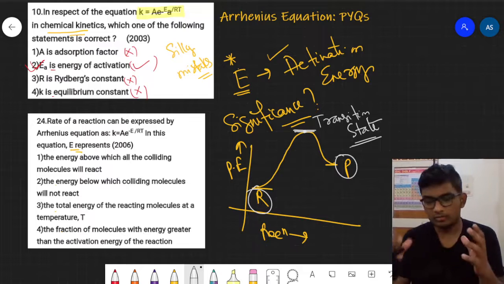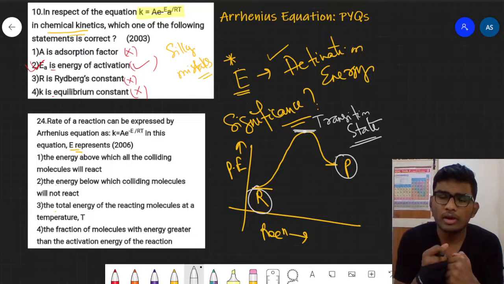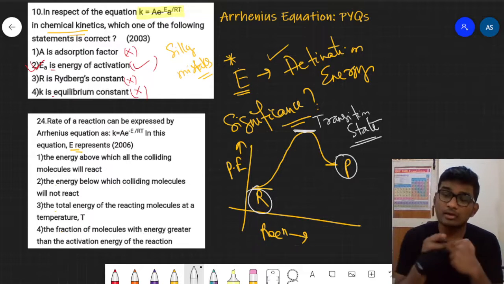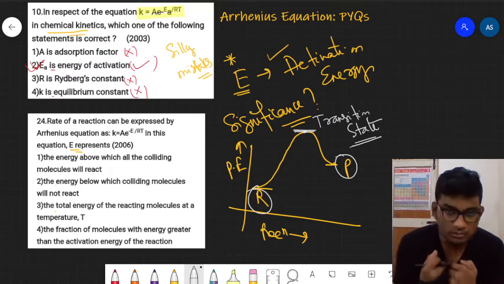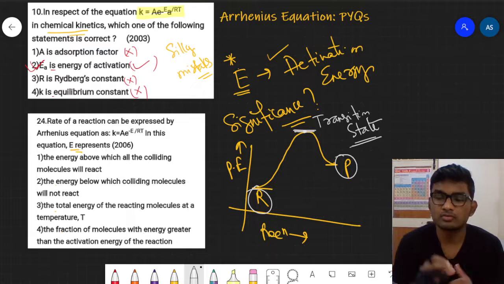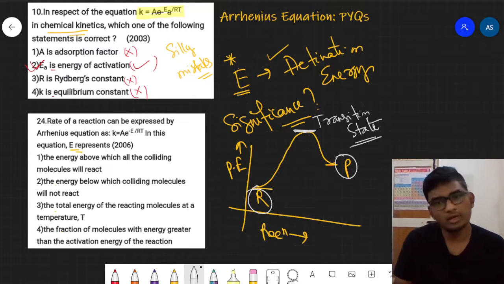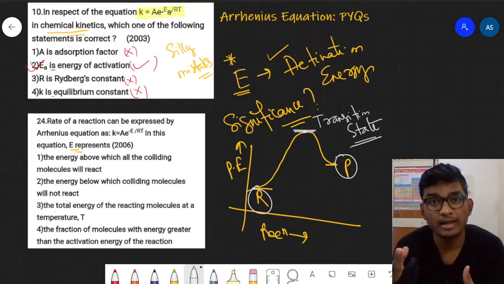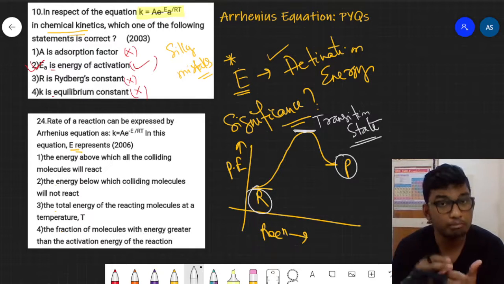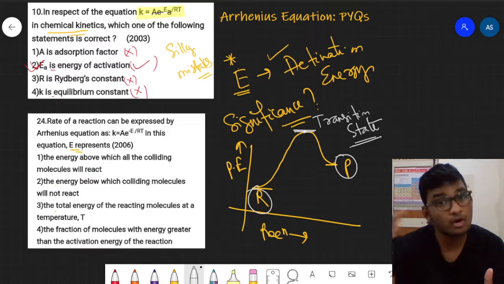What happens is that the reactant molecules collide with each other, and that collision should be an effective collision. If it is not effective, then the reaction won't take place. They won't form the product. Collisions always occur, but it has to be an effective one. Then only the reaction may occur.